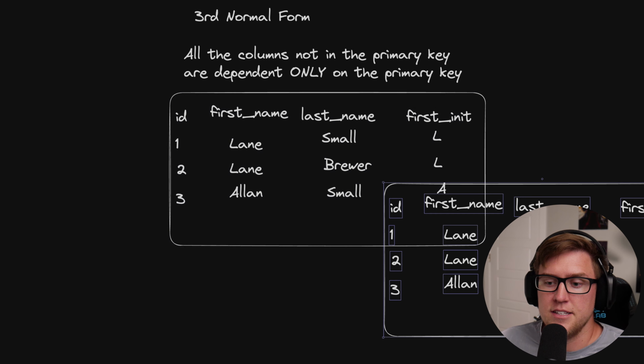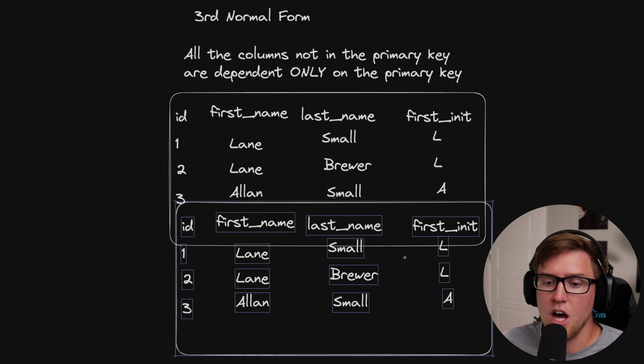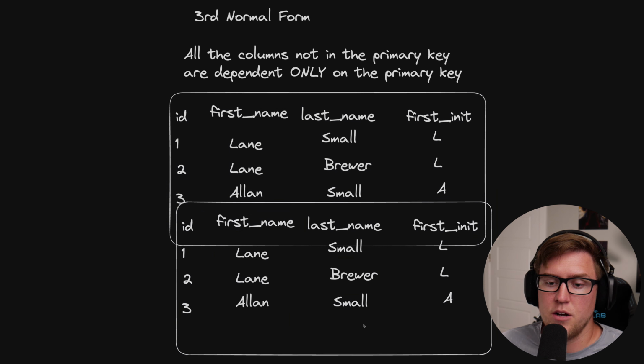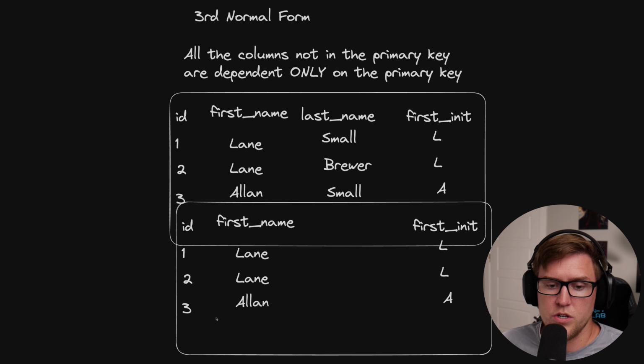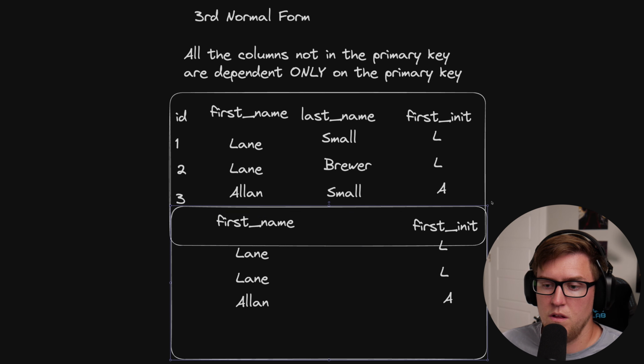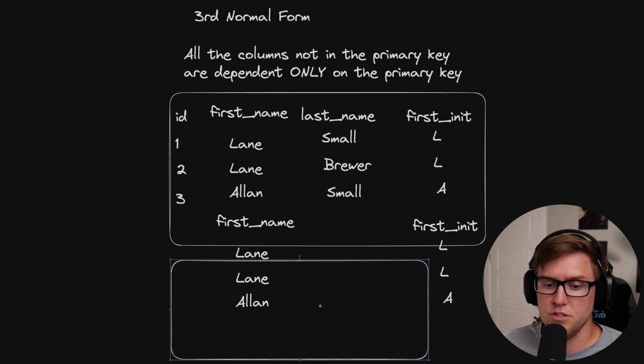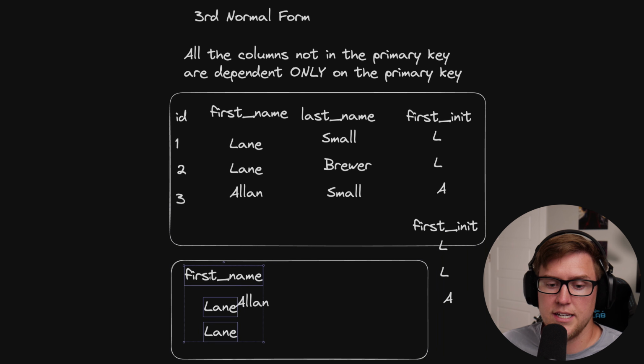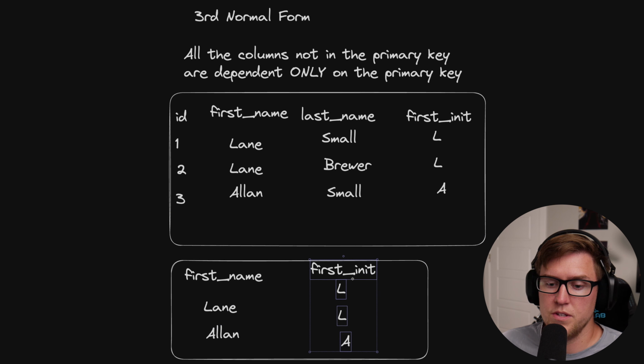So anyways, the way we fix it is essentially identical. We can take this table, create a new one, and strip it down to just the parts we care about. In this case, we don't need last name or ID. We would just map first names to first initials. And the way we're going to do that is by shrinking it down here. We don't need 2 lanes. We just need a lane and an Allen. And move this column as well. Again, remove the redundancy.